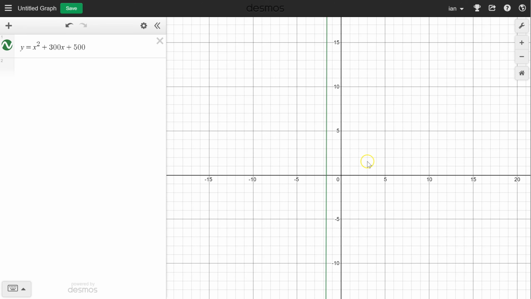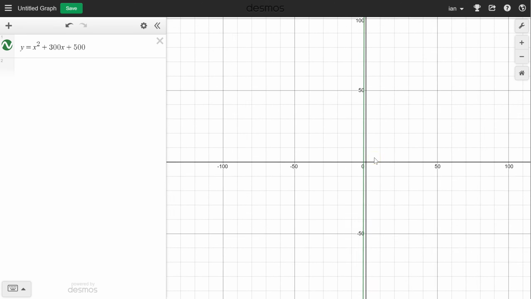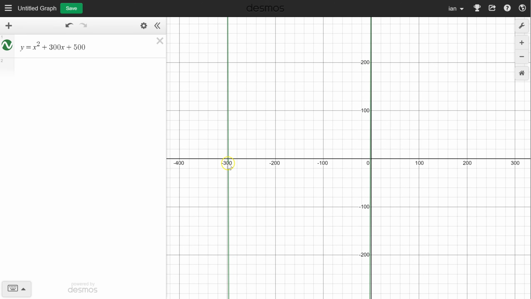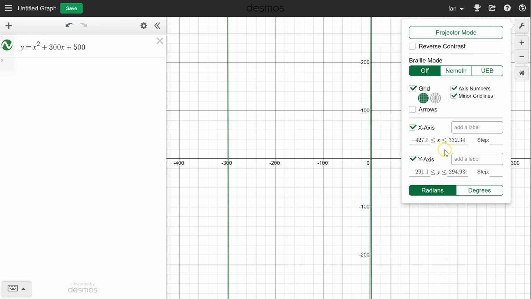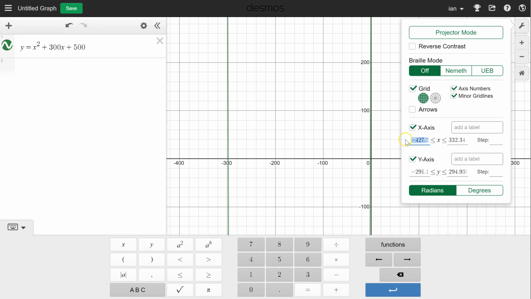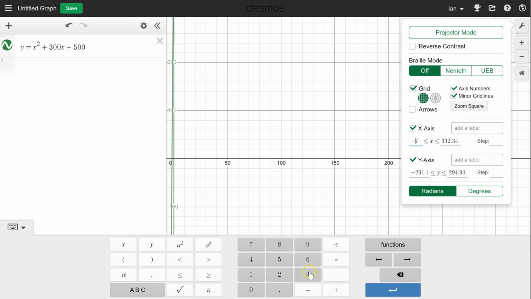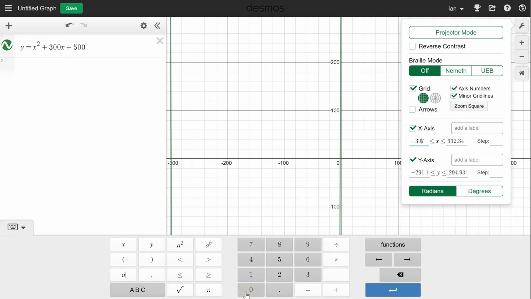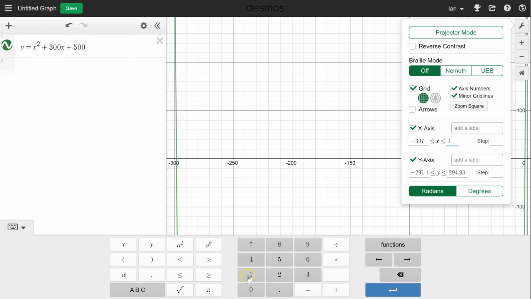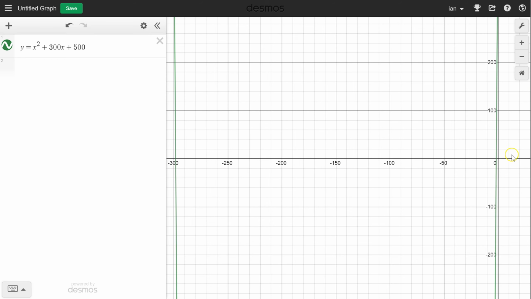So what I like to do is scroll out to... there it is. So it's between negative 300 and 0. So we go on over here, and for this we type in negative 300 and a little bit more. And then a little bit more over here would be like 30, that's good enough. But that way we now have the x's.